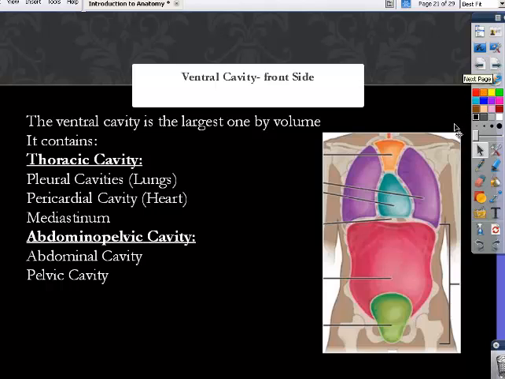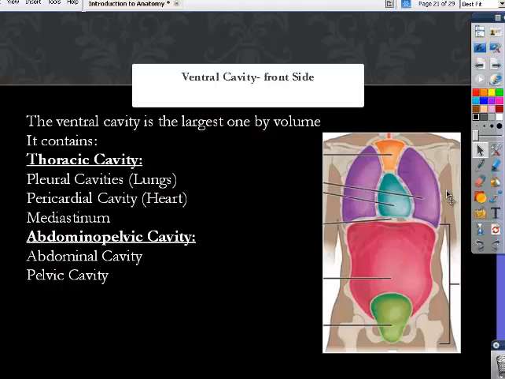So first off, we have the purple coloration, which represents the pleural cavities, and the pleural cavities is what actually holds your lungs. Anytime you hear the word pleural, it always means lung. The next cavity that's down is the pericardial cavity. Now this cavity is the one that holds your heart, and the last one within the thoracic cavity is the mediastinum, which is up here.